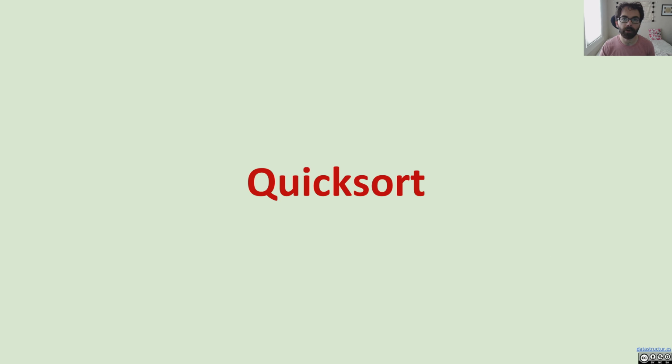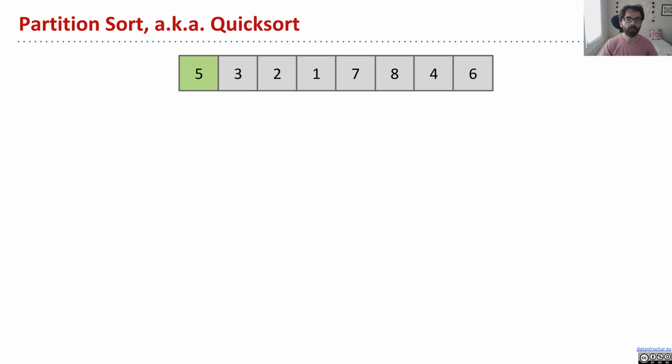Now that we understand what partitioning is, let's discuss how it can actually be useful for the sorting problem. Suppose we have an array of numbers, in this case 5, 3, 2, 1, 7, 8, 4, 6. One way to sort would be to first partition on some pivot, let's say the leftmost item, 5.